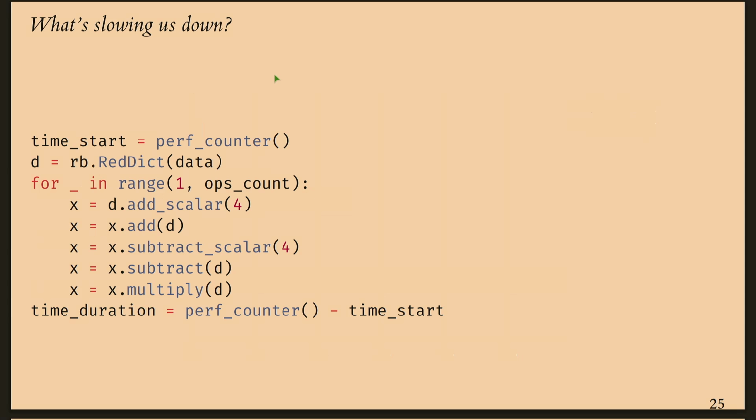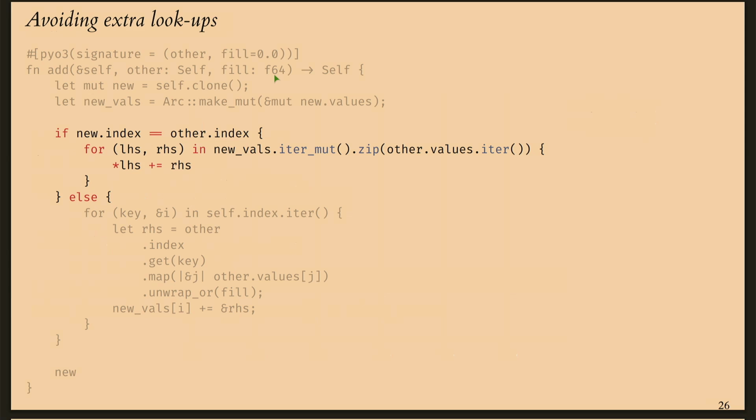So if we end up with an identical index, we know that our vector has the same order, right? Because if the index is the same, we know the same keys map to the same values in the vector, so we can just add the two vectors. We don't even have to do any lookup.